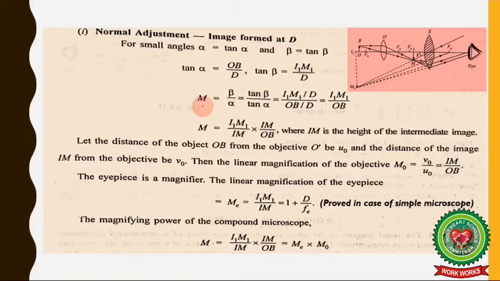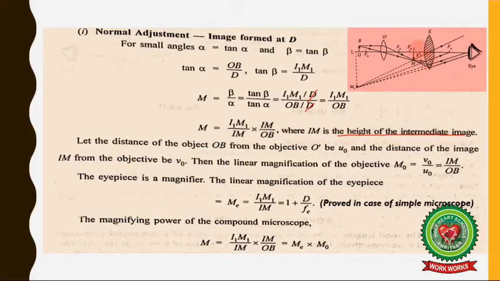But we also know that magnification is equal to beta upon alpha. As beta is equal to tan beta and alpha is equal to tan alpha, we can write M equal to tan beta divided by tan alpha. Putting the values of tan alpha and tan beta in this equation, D and D get cancelled and we are left with I1M1 divided by OB. Now we can also write this equation by multiplying and dividing by IM, where IM is the height of the intermediate image, this one. So we are going to divide and multiply this equation by IM. Now what is the reason?